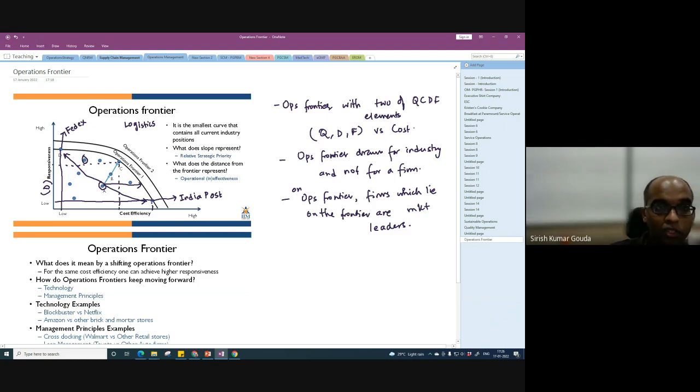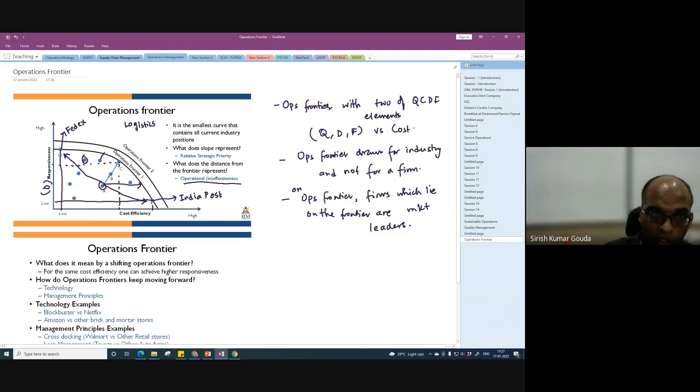An organization deciding to operate in this particular space means that there is a strategy around this particular thing, right? Now, in the same way, any particular firm which is inside this operations frontier, the distance between this firm and the operations frontier represents, as we can clearly see over here, the operational ineffectiveness of the firm. That means it still has at least this much effectiveness that it can bring into the system, right?